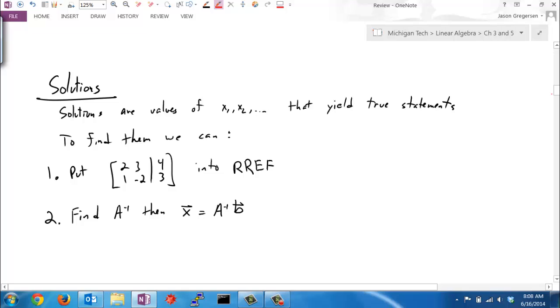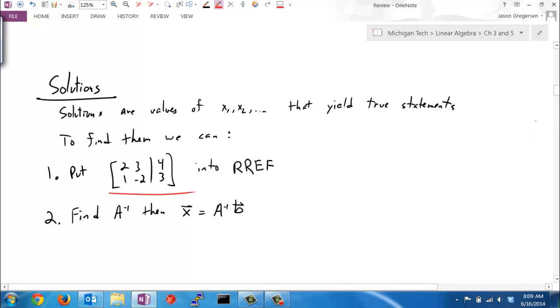And how did we find them? Well, we had a couple options here. At the very beginning, all we had was our row-reduced echelon form. We would take some matrix, put it into row-reduced echelon form, and find out if we could find solutions or not. We found out that sometimes there were no solutions, sometimes there was one solution, and sometimes there were infinitely many solutions.